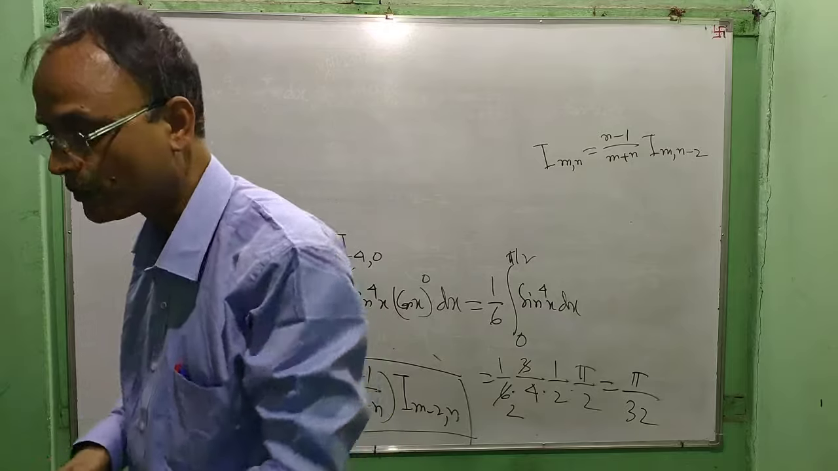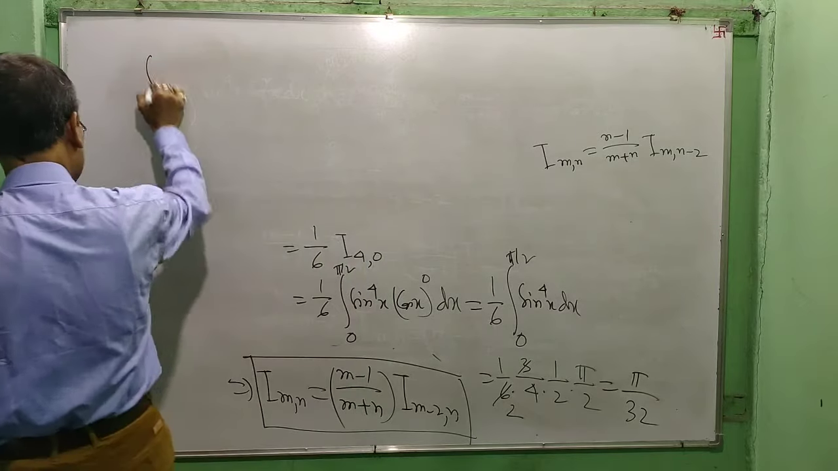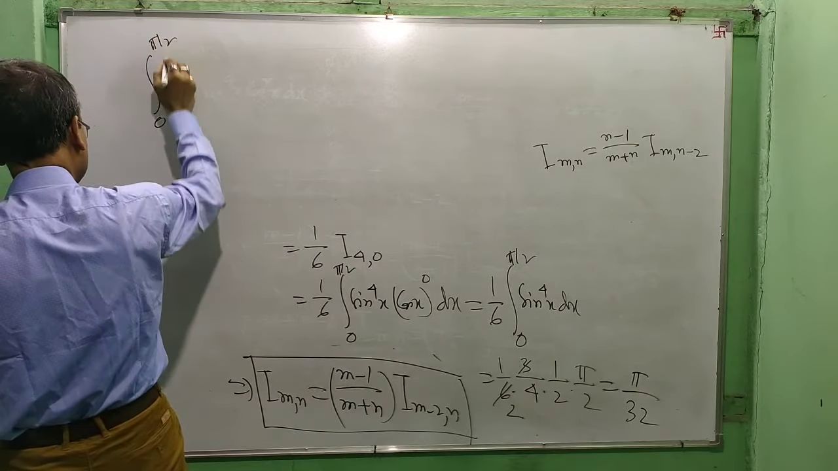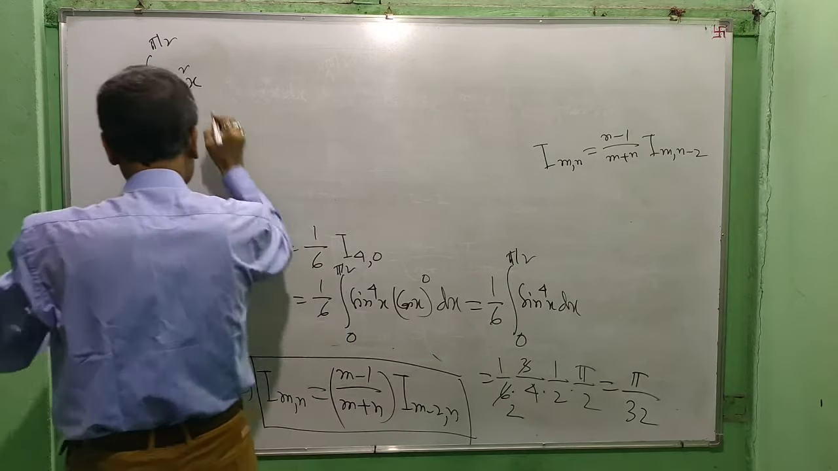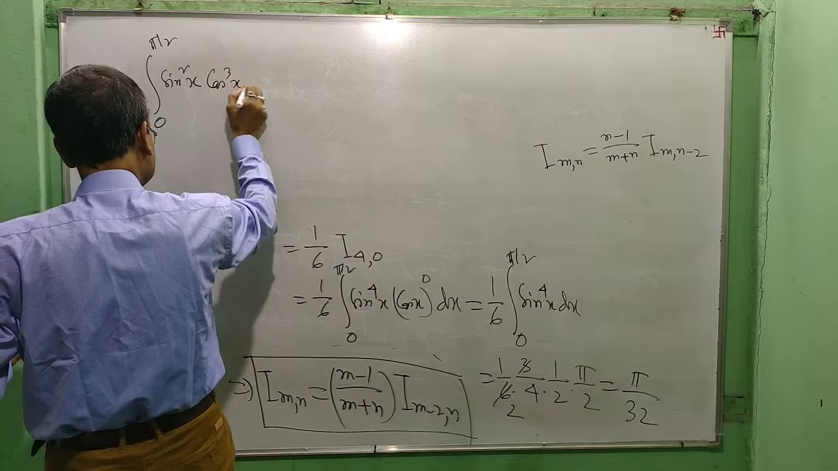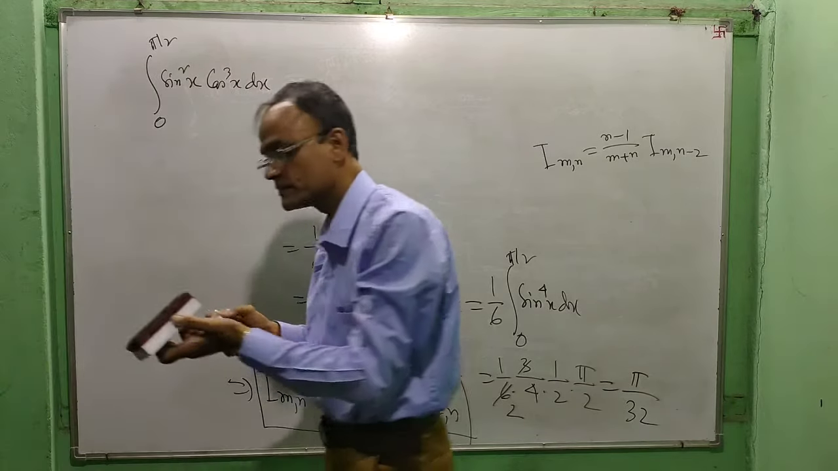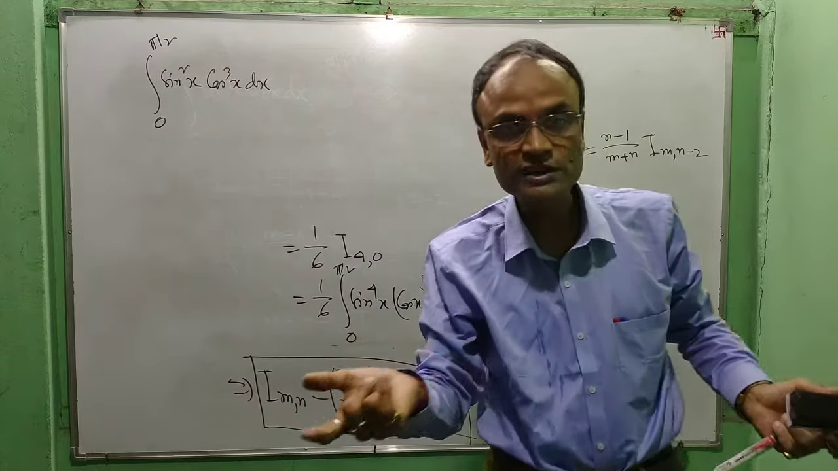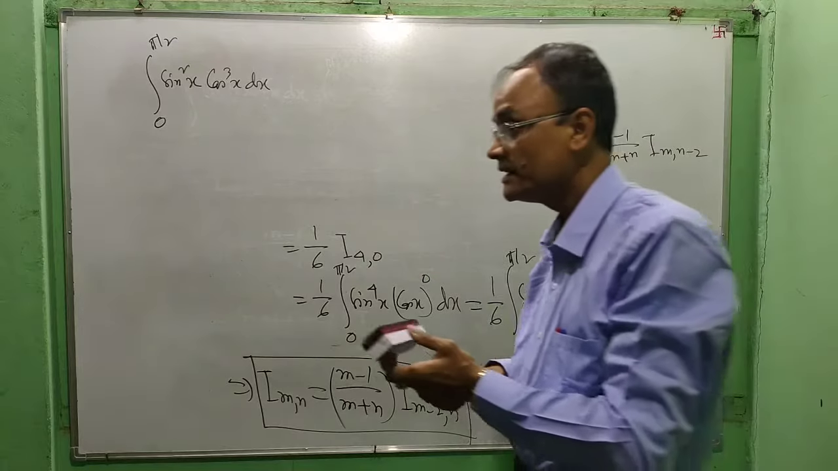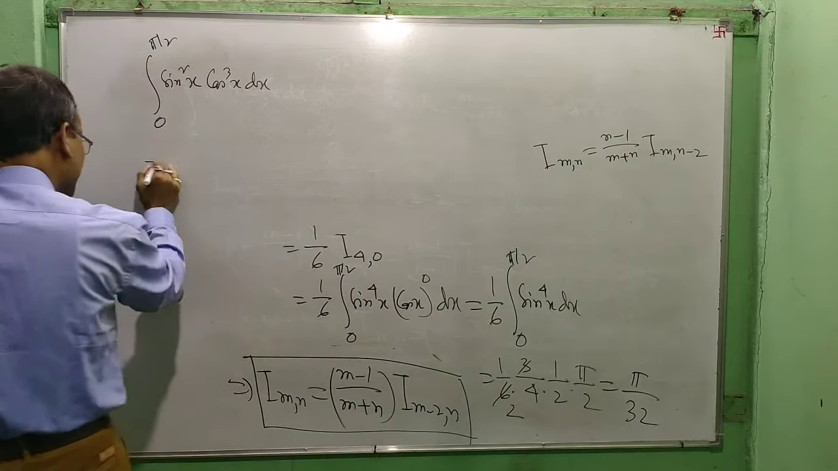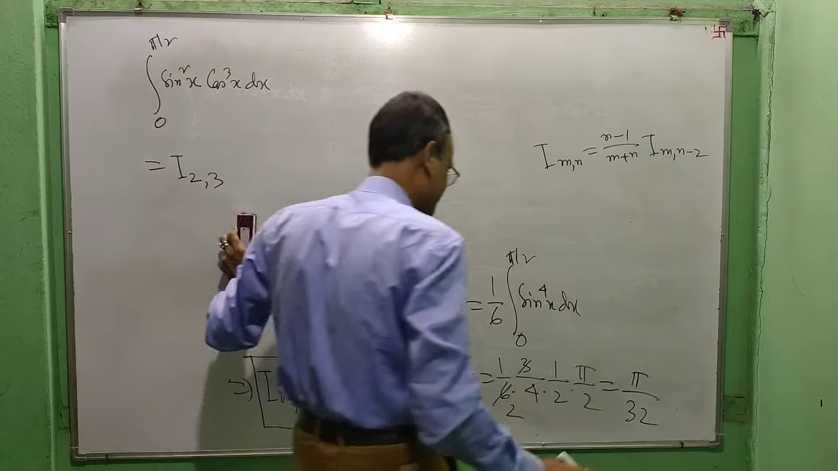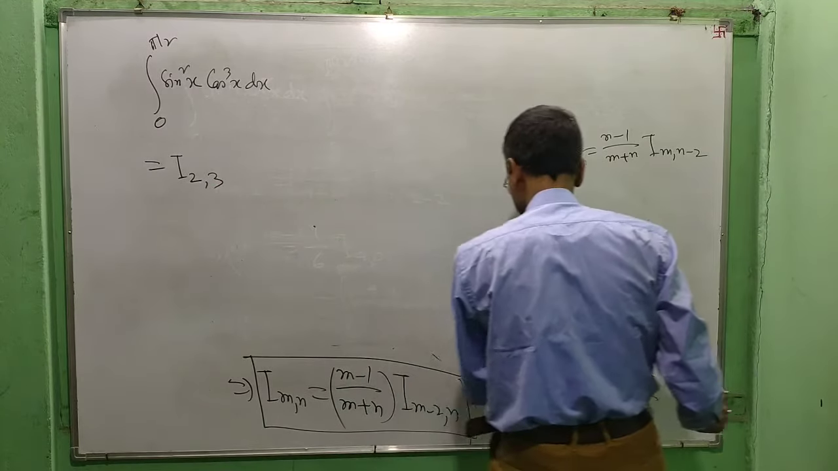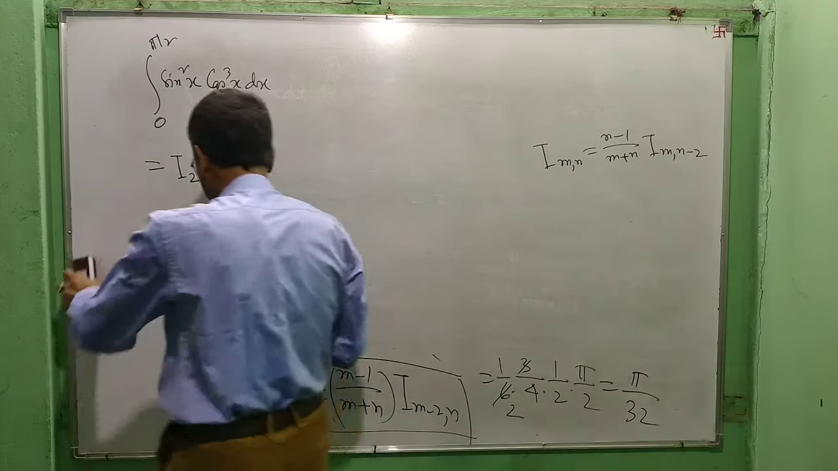Now let us take another problem. Evaluate 0 to pi by 2 of sin square x into cos cube x. Suppose sin square x into cos cube x can be written as I(2,3).